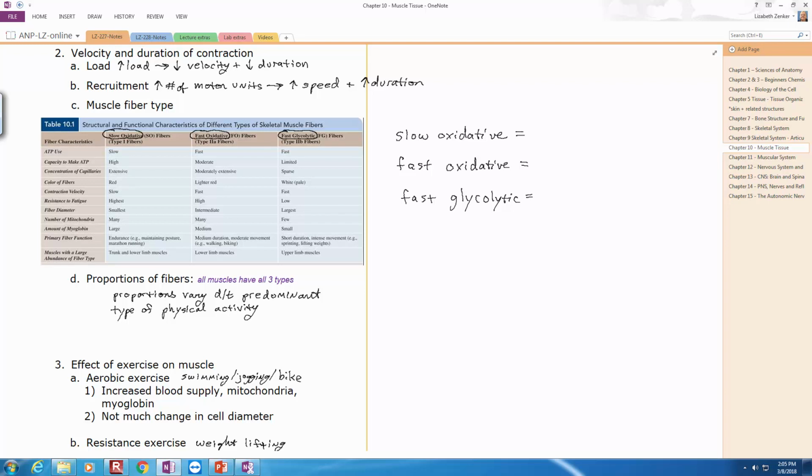All muscles have all three types. The proportions vary due to the predominant type of physical activity. So are you a runner versus a weightlifter? Are you a couch potato versus a weightlifter? Are you a couch potato versus the runner? Are you a weekend warrior and you do all of them? No, right? Okay, so if we look at slow oxidative and fast oxidative, think oxygen availability.